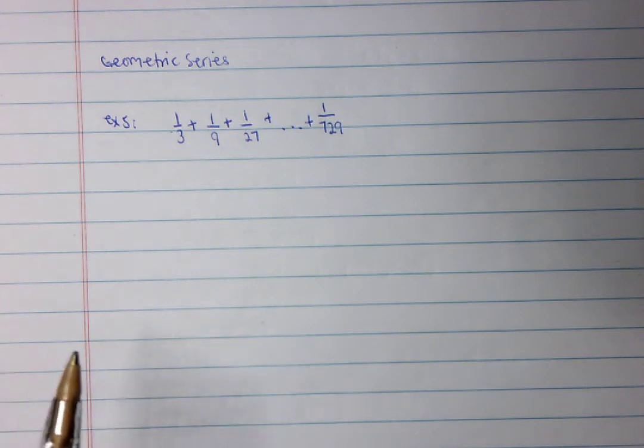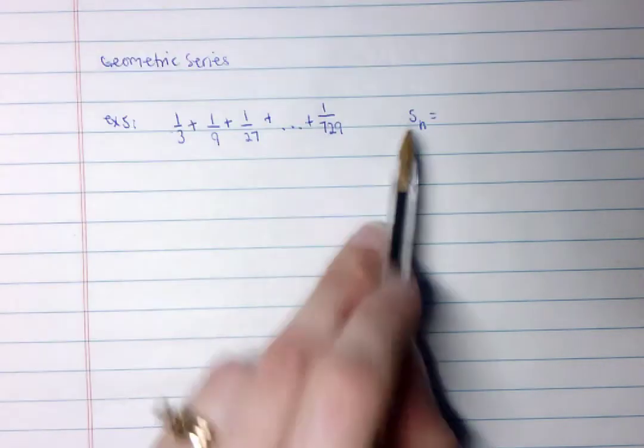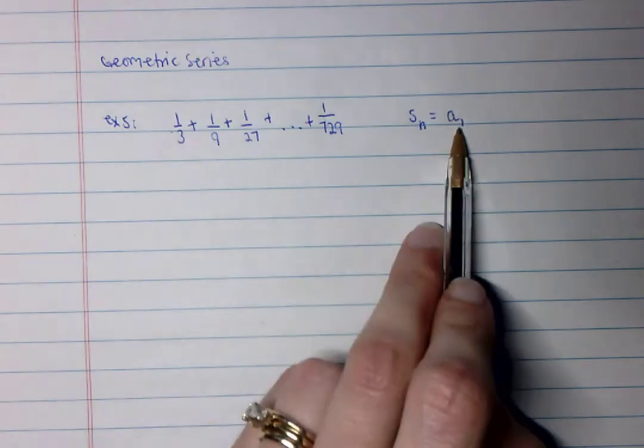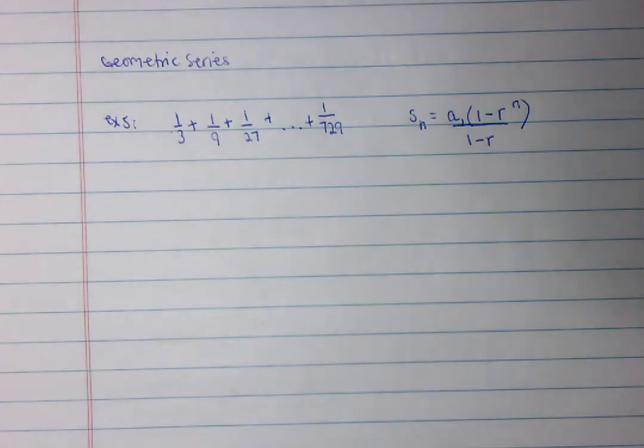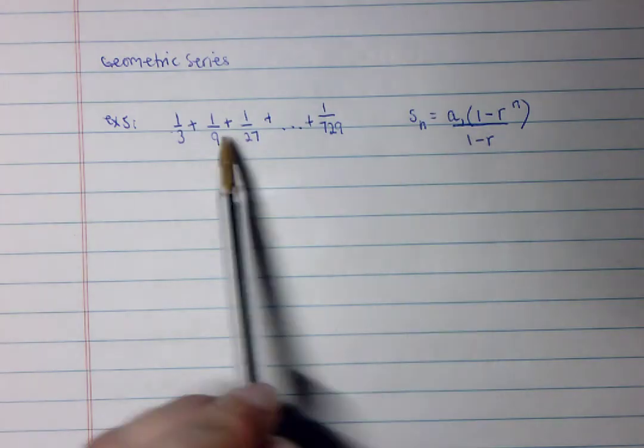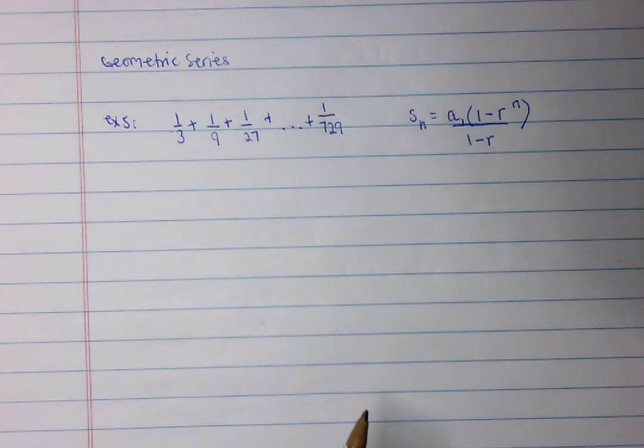We're going to actually be using a formula that's going to be the sum of the first n terms of a geometric series, and that formula is S sub n equals the first term times 1 minus r to the nth power, all over 1 minus r. So we're going to be using this formula when we do our next couple of problems here.